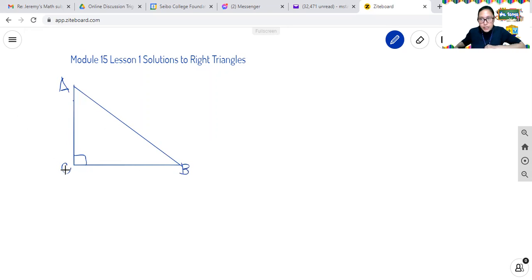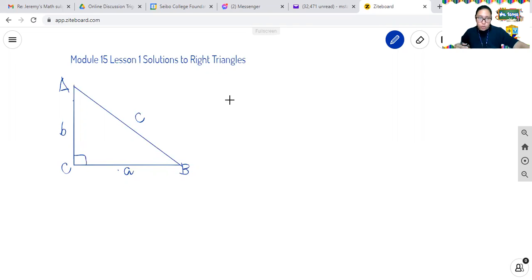The side opposite angle C is side C, denoted by a small letter. The side opposite angle B is denoted by small b, and the side opposite angle A is denoted as small a. So in order for a right triangle to be called a solved right triangle, all the three sides should be known.